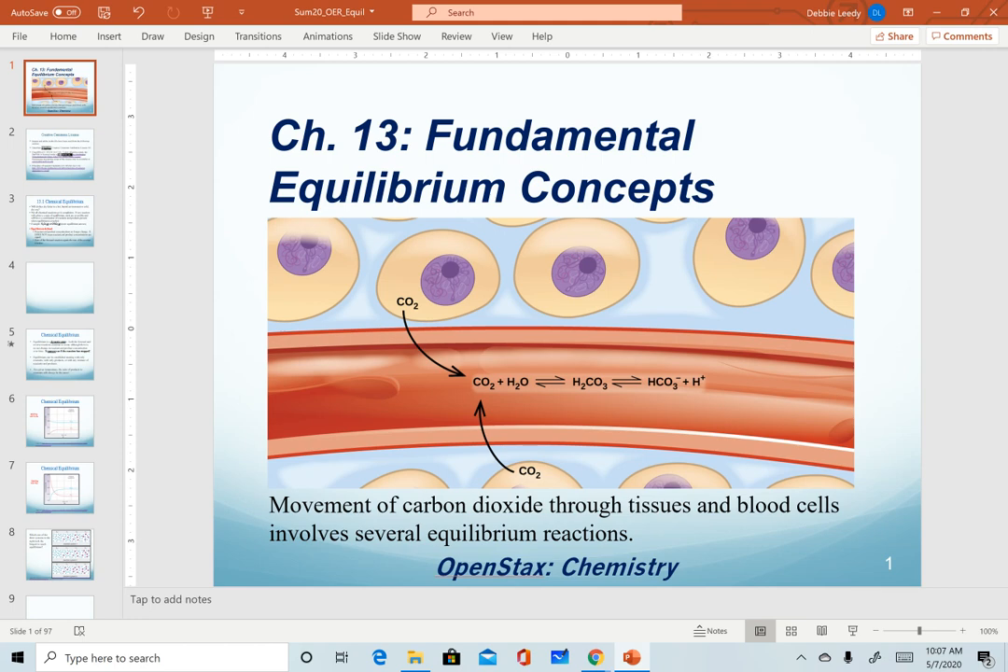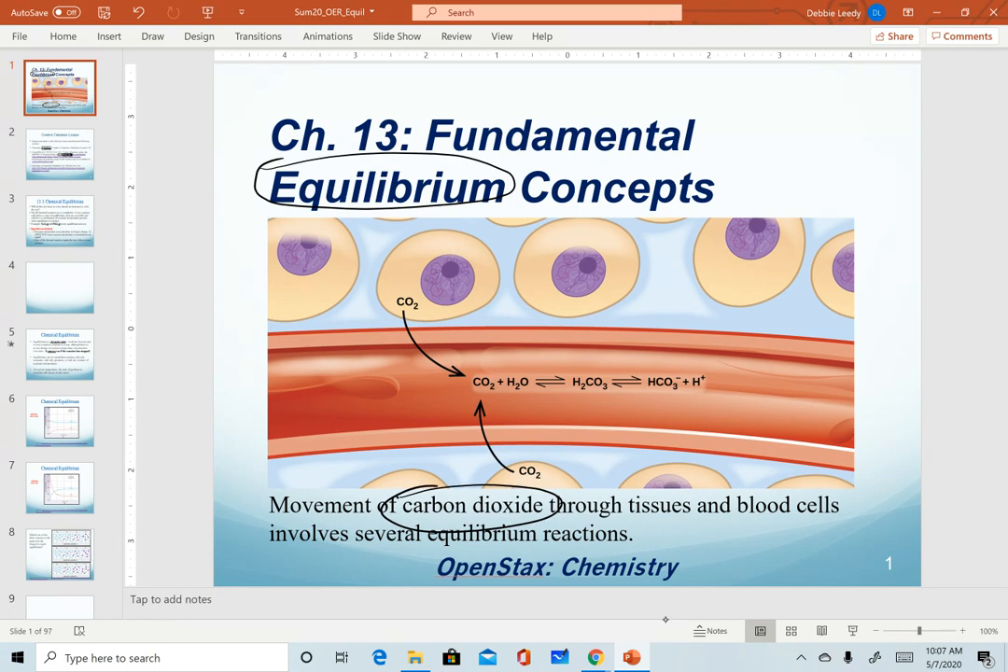In Chapter 13, we begin discussing the concept of equilibrium for chemical reactions. We will be using this concept for the remainder of our semester as we discuss the process of reactions happening in both directions.